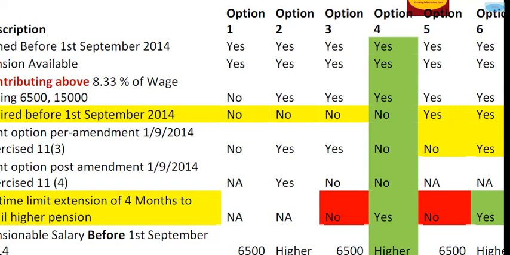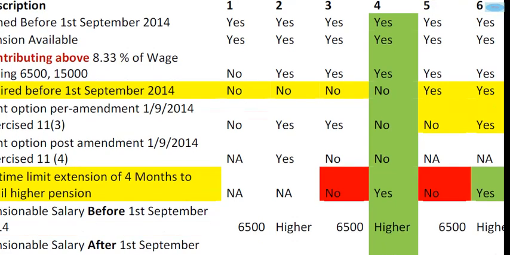Retired before 1st September: any of them, the first four have not retired, but someone has retired. Yes, he joined before and retired. Yes, there are two options to join. So, joint option pre-amendment under 11.3: the first person will not, because he is not above the wage ceiling limit contribution. The rest of the persons: option 2 and 3 exercise the option, 4 does not exercise the option, 5 does not exercise the option. The person who retired exercised the option.